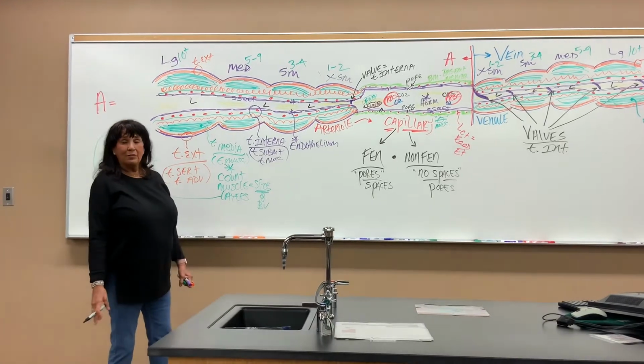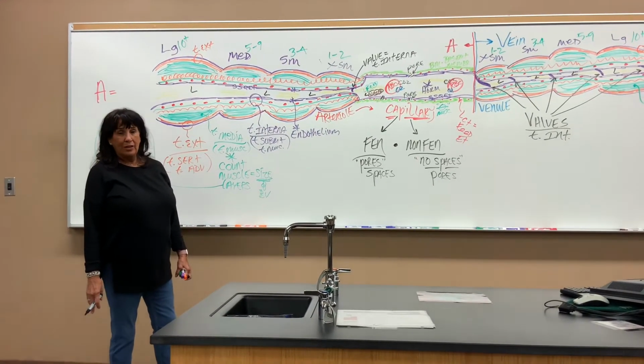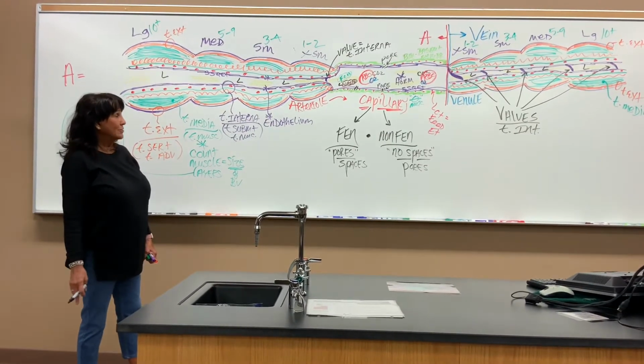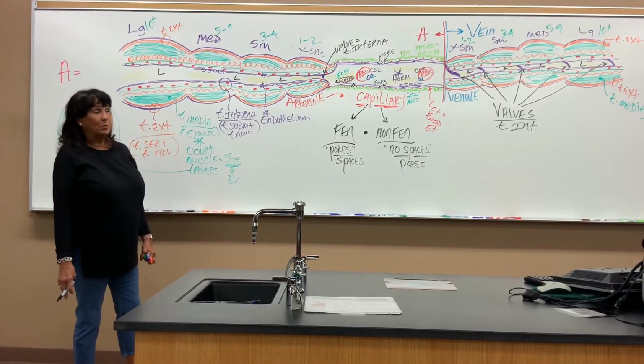And then the only other valve in an artery is at the beginning of the aorta, when the aorta starts coming out of the heart. And so the aorta is not part of the heart, it's a separate blood vessel.